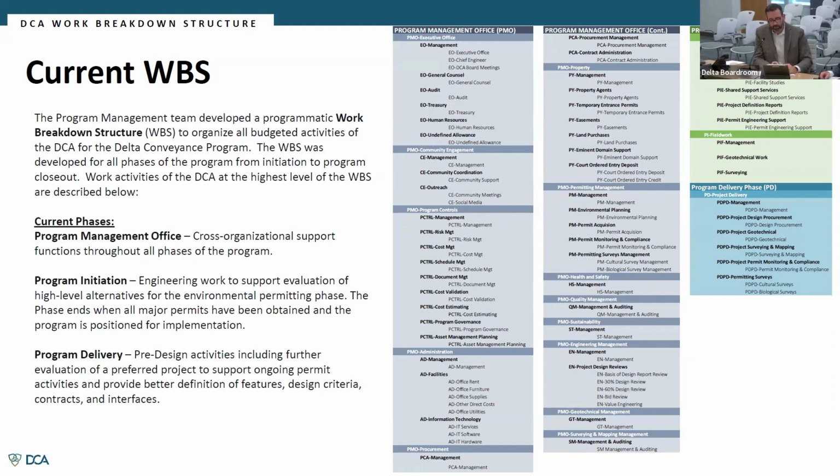We do have the program delivery phase of the program. These are pre-design activities currently, including further evaluation of the preferred project. This is to support those ongoing permit activities, provide better definition of features, design criteria, contracts, and interfaces. This is largely the information support side of it. A lot of the engineering activities are still going to be performed within program initiation. That's the in-house engineering activities within the DCA that still reside within program initiation. The data collection that we are looking at now would fall into the program delivery phase, the early aspects of program delivery. Next slide, please.